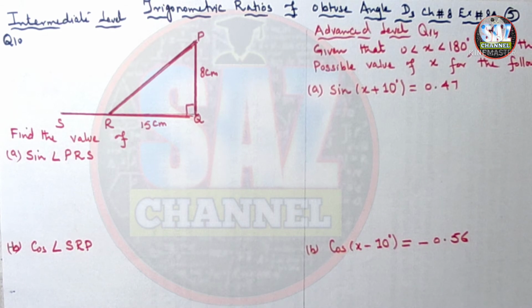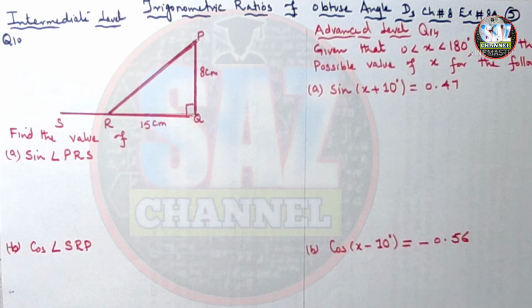This is my fifth lesson of D3 chapter number 8, exercise 8a, about the trigonometric ratios of obtuse angles. What are the trigonometric ratios, and what is the relationship between the trigonometric ratios of acute and obtuse angles? These are the questions that have to be really clear to all of my students.